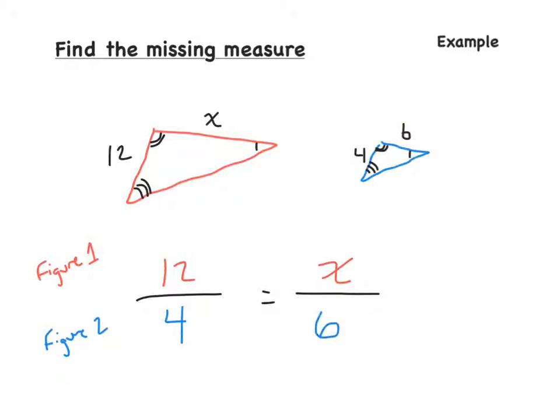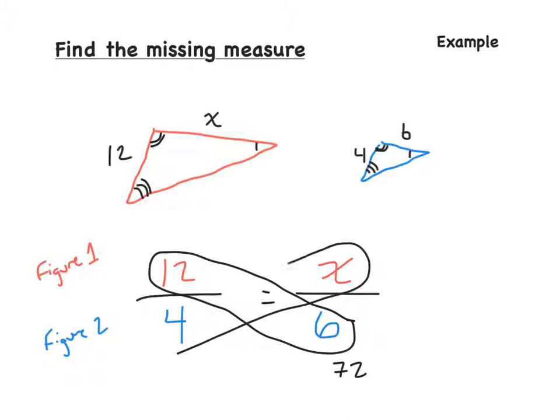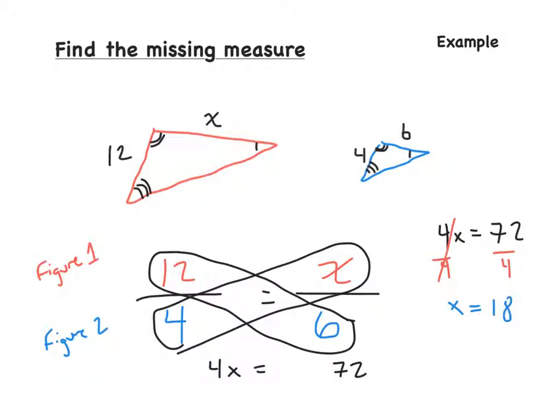Now from this, we can use the butterfly method. When we do 6 times 12, that is equal to 72. 4 times x is equal to 4x. If we have 4x equal to 72, to get x by itself, you would divide by 4. When we do that, x is equal to 18.